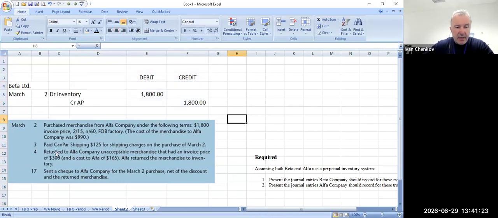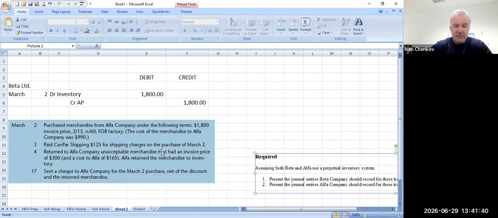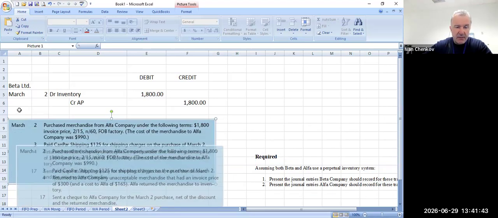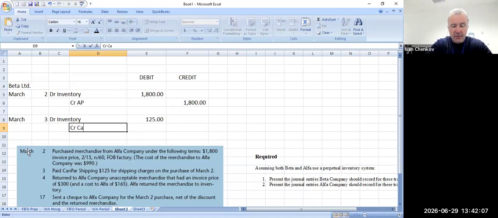Next one, paid shipping, $125 shipping charges. As you can see, the company is using perpetual inventory system. So every time they pay shipping, everything is going to go to the inventory account. Don't forget that. Shipping charges for the purchase on March 2nd. So let's pay those. That will be March 3rd. And then we're going to have debit inventory with the shipping cost of 125, and then we're going to pay cash most likely. There it will be cash, 125. And we're done with this.